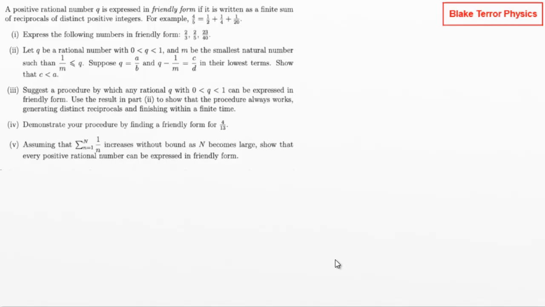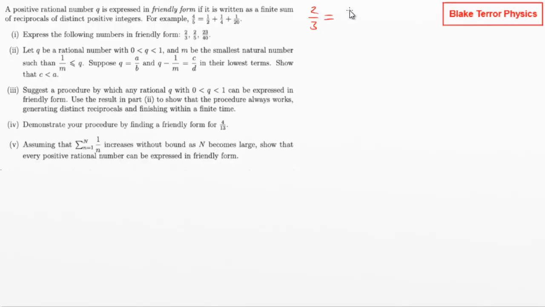Hello, this is question 6 from the 2018 MAT. A positive rational number q is expressed in friendly form if it's written as a finite sum of reciprocals of distinct positive integers. For example, 4/5 is a half plus a quarter plus a 20th. Okay, express the following numbers in friendly form.